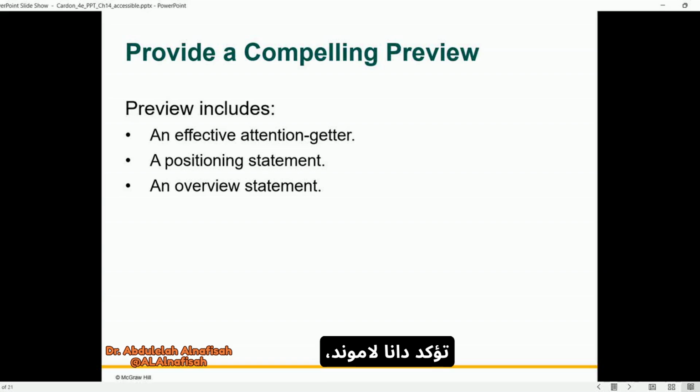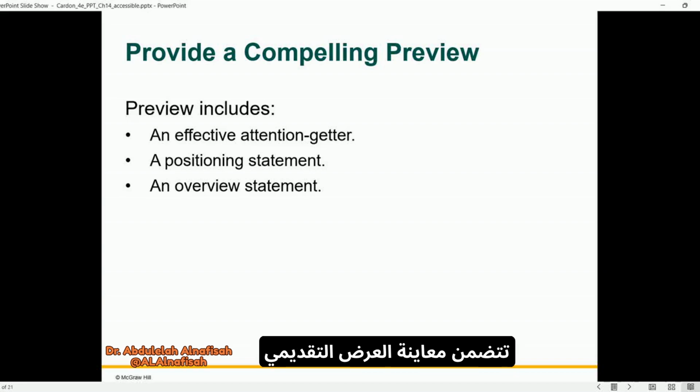Dana Lamon, a judge and professional speaker, highlights that just like a judge often decides a case early on, audiences decide very quickly if your message matters to them. This means the opening moments must grab attention, clearly articulate the benefits, and encourage further listening.